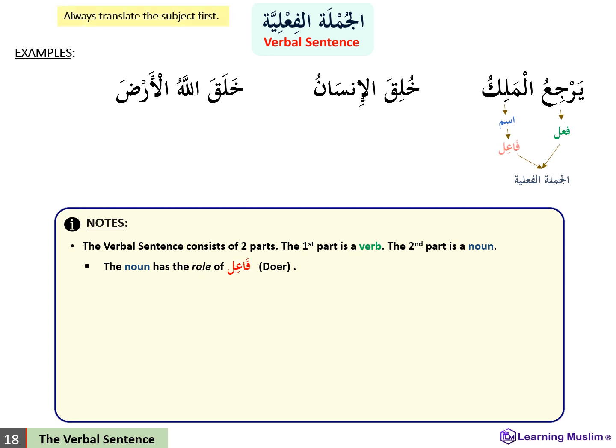Now when translating the verbal sentence, we'll always translate the subject first, or the doer. So al-maliku, the subject, the fa'il here, means the king. Yarji'u, the verb, means is returning. So the meaning of the verbal sentence is the king is returning. So we'll always translate the subject first. Let's look at the second example.